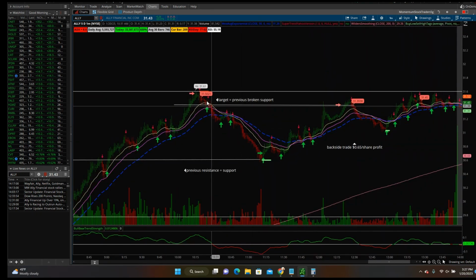And so my goal is always to try to get 3 trades in per day. So I got my first one here. I just wanted to go ahead and do a backside. Was good, right? There was some range and it worked out. So 2 trades on ALLY.